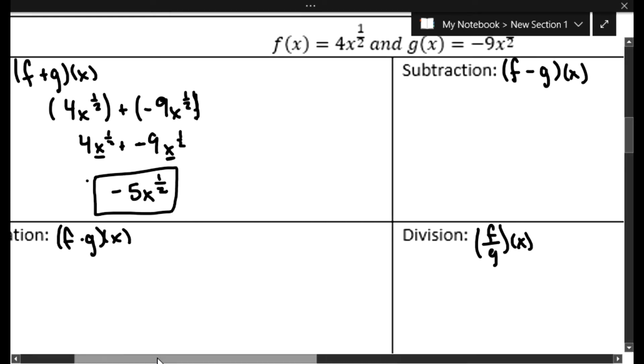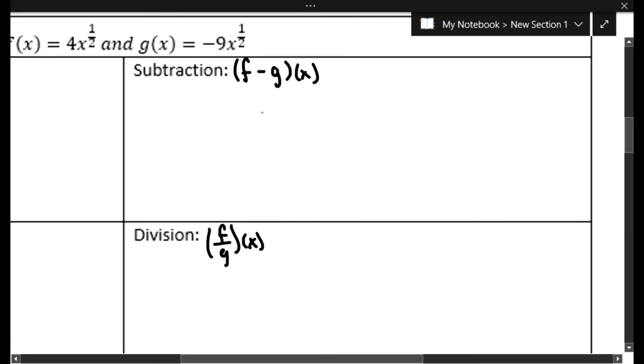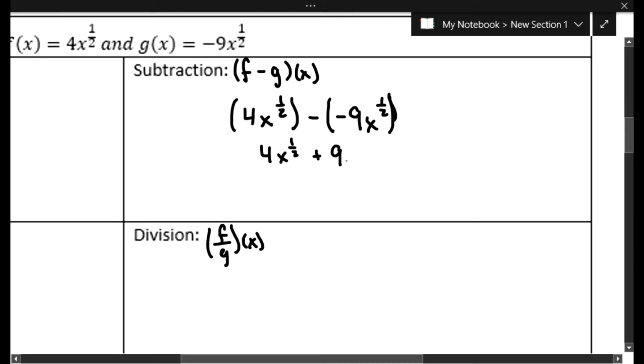All right, f minus g of x. I'm going to take my f of x, which is just 4x to the power of 1/2, and I'm going to subtract g of x, which is negative 9x to the power of 1/2. What that negative does, a minus a negative is adding, so we're going to do 4x to the power of 1/2 and we're going to add 9x to the power of 1/2. Again, like terms, same base, same exponent. I can just add the 9 and the 4 and get 13x to the power of 1/2.